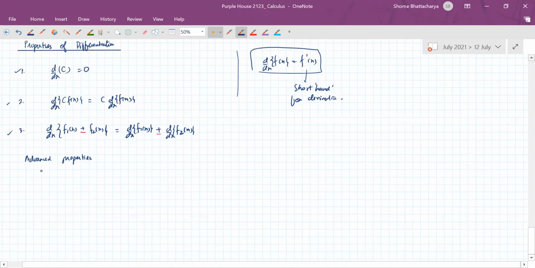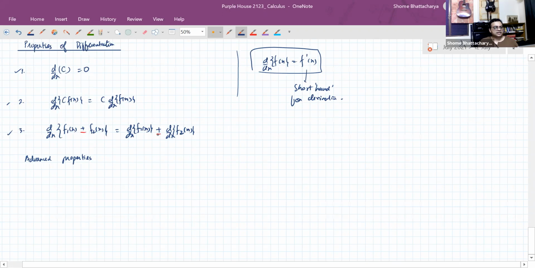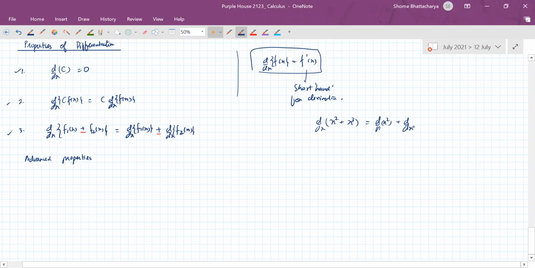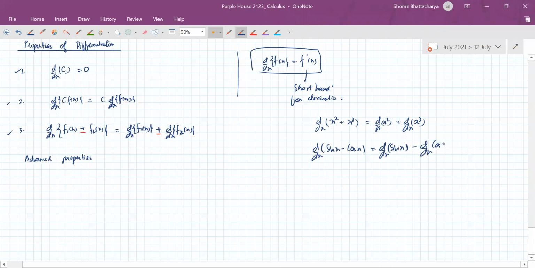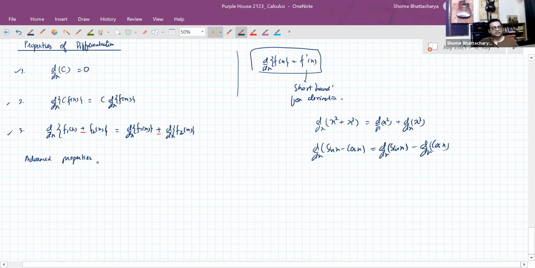So in the third form, the plus minus is optional, or no? It's like if the sign is plus, then the sign here is plus. For example, suppose I'm doing differentiation of x square plus x cube. Then it will be differentiation of x square plus differentiation of x cube. But suppose I'm doing differentiation of, let's say, sin x minus cos x. Then that will be derivative of sin x minus derivative of cos x. So it can be either case. If it's plus, then the sign here will also be plus. If it's minus, then the sign here will also be minus. Simple.